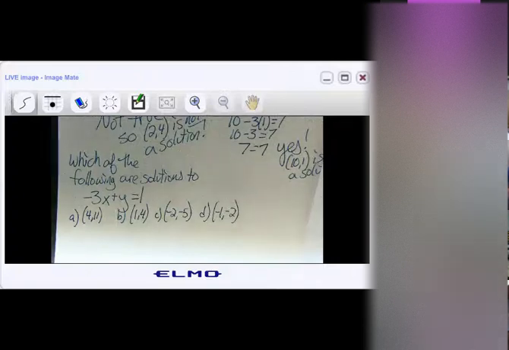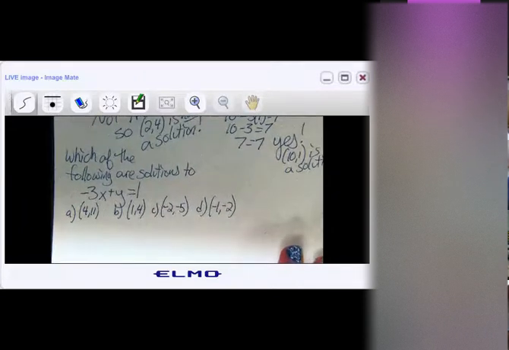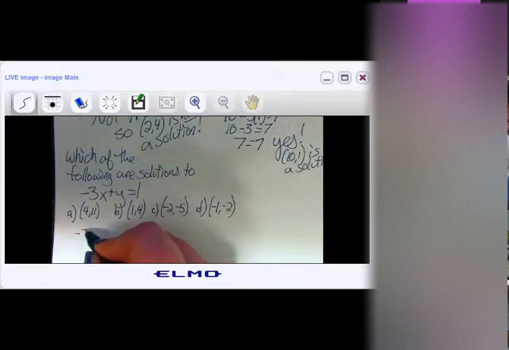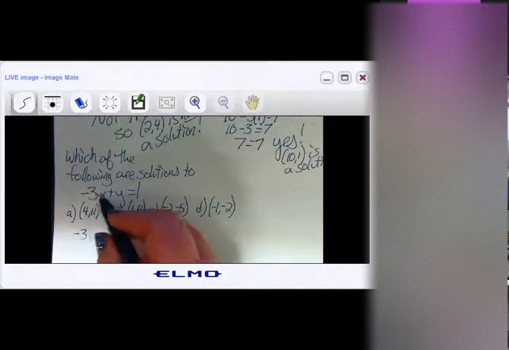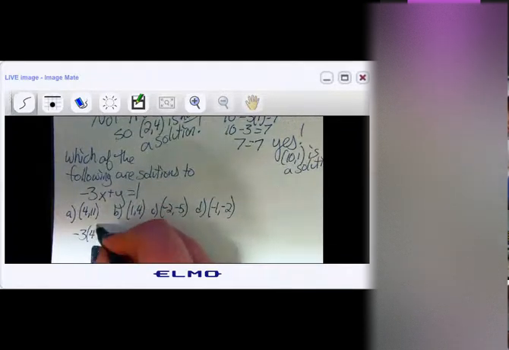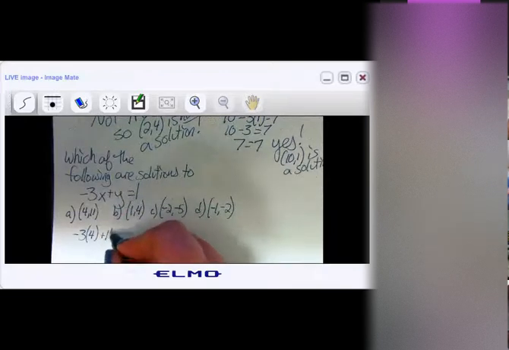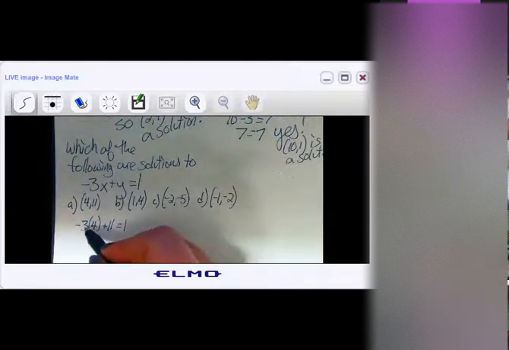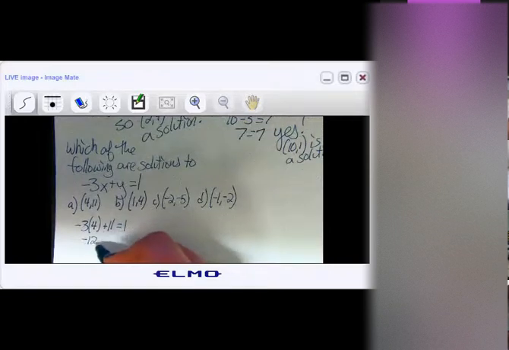Okay, so let's go through these one by one and see if we like the answer or don't. For letter A, the option, I have 4. So let's go ahead and plug that in. That would be -3 times 4, plus 11. Remember that if I have a number written right next to a letter, that's multiplication. And I want to check, is that really equal to 1? Yes or no? Well, -3 times 4 gets me -12, plus 11.